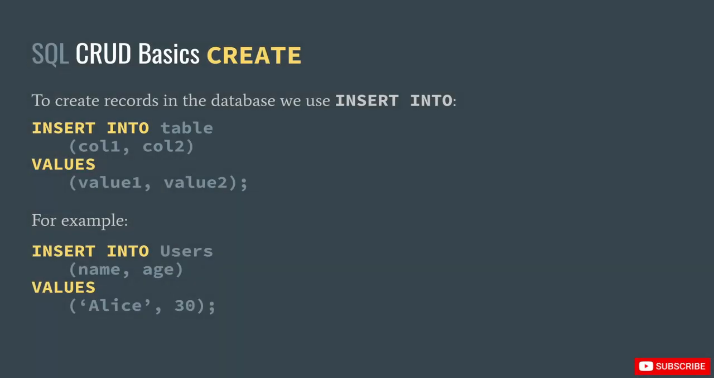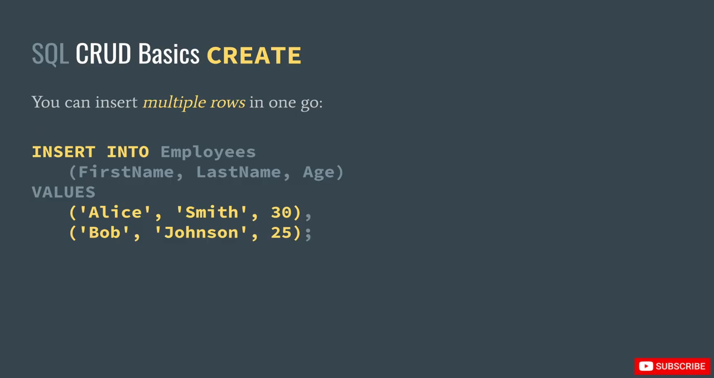When you want to add new records to a database, use the insert into statement. You can see its basic syntax here. This command adds a new record to the specified table. For instance, if you're adding a new user to a users table, you'd specify the columns and the values that correspond to those columns. You can efficiently insert multiple rows into a table in one statement. Here's how we could insert 2 new records into an employees table.